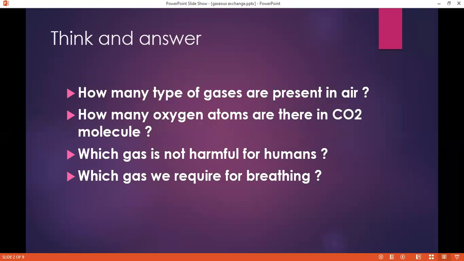Before starting the lesson, you have to answer these four questions. How many types of gases are present in air? How many oxygen atoms are there in a carbon dioxide molecule? Which gas is not harmful for humans? And which gas do we require for breathing? Take 2 minutes and answer these four questions.